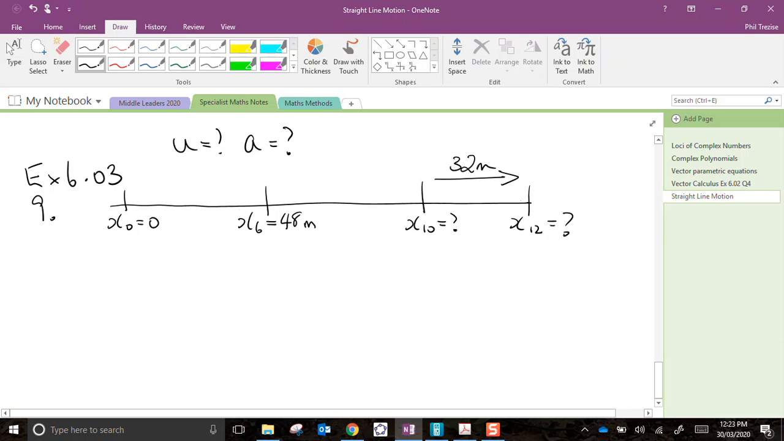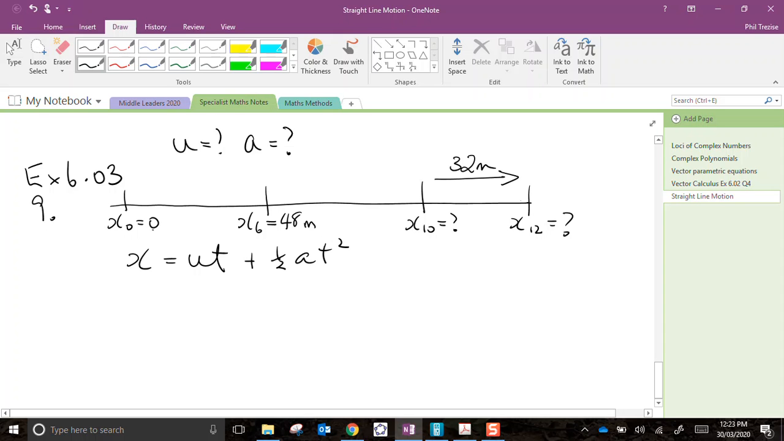So I'm going to use the equation of motion that s equals ut plus 1/2 at squared. Sorry, did I say s? For a moment I thought I was a physics teacher again. x equals ut plus 1/2 at squared.